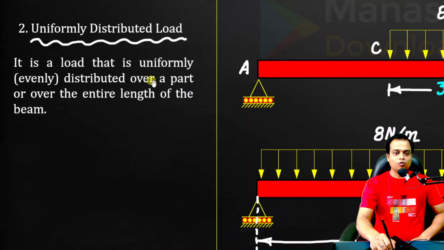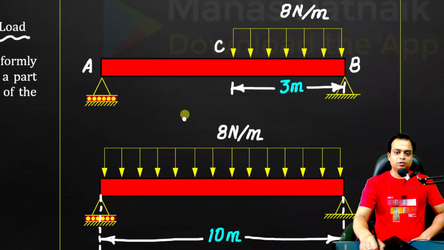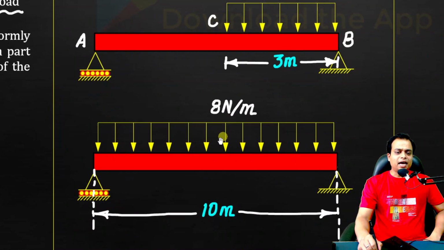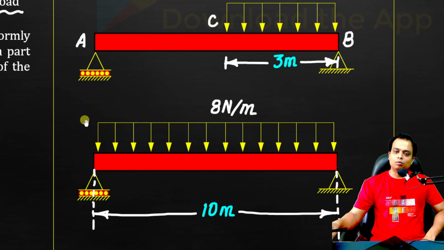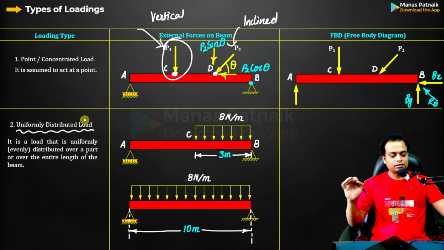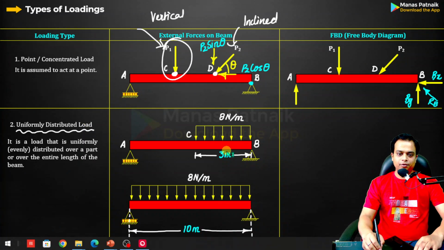So over a part of the beam. So this is for a particular part or section of the beam. Secondly, this entire length of the beam, the entire span of the beam is covered with uniformly distributed load. So both ways it is uniformly distributed load. Now how do you analyze this? That is today's agenda, right?